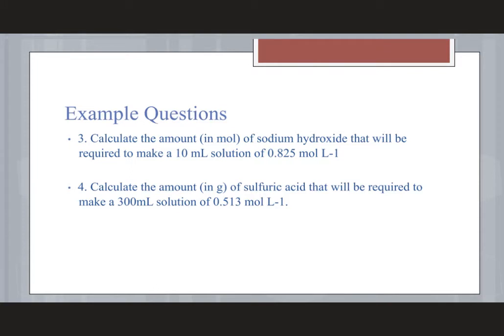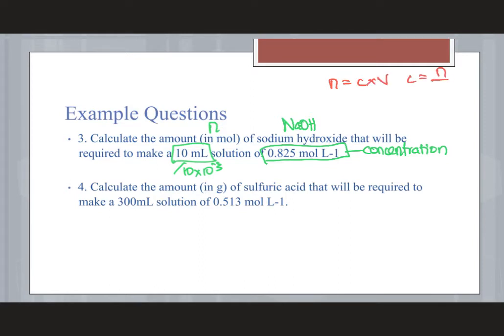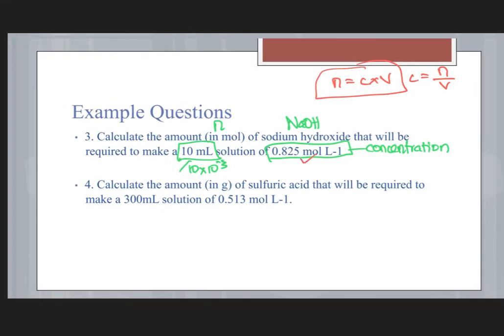So now we're asked to calculate the amount in mole. So we're looking for n of sodium hydroxide that will be required to take a 10 millilitre solution, so this is 10 times 10 to the neg 3, of 0.825 molar. So this one is a concentration. If I look at this, I know that n is equal to c times v, because concentration is equal to n on v. So I can use this one here because I'm looking for the number of mole. I do have a concentration, here, this is my concentration.